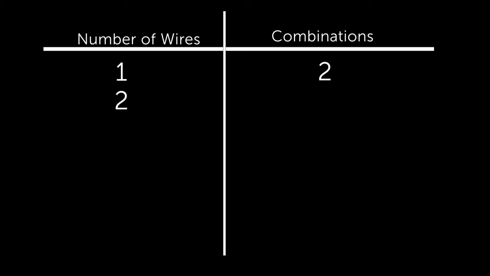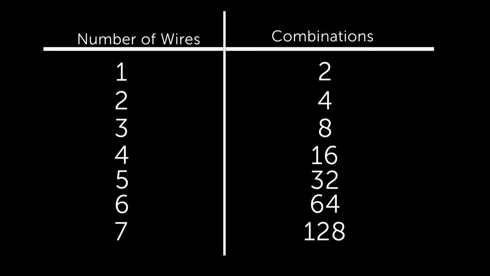So for a single wire, you have 2 states, right? It can either be on or it can be off. With 2 wires, that number doubles. It can be up to 4 different combinations of on or off. With 3 wires, 6? No, right? It doubles. 8 different combinations. And so on from there. 4 wires, 16, 32, 64, 128.